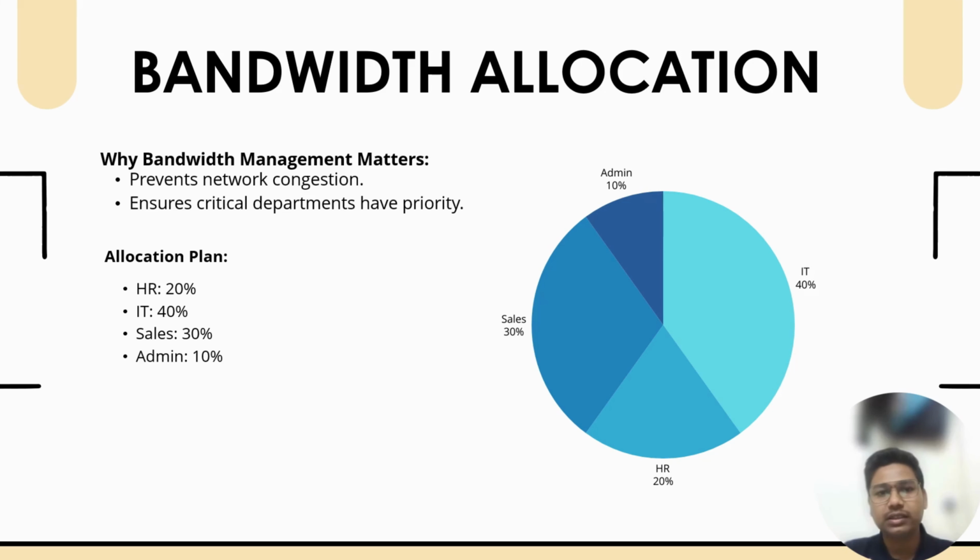Why is it necessary in a corporate office? It prevents congestion. Allocating bandwidth ensures that no single department or activity overloads the network. It prioritizes the critical functions.